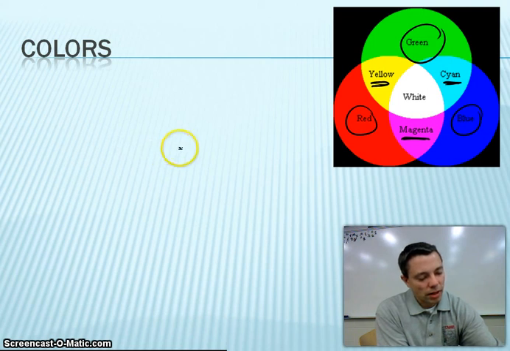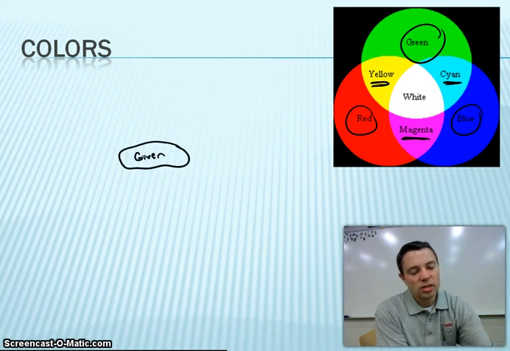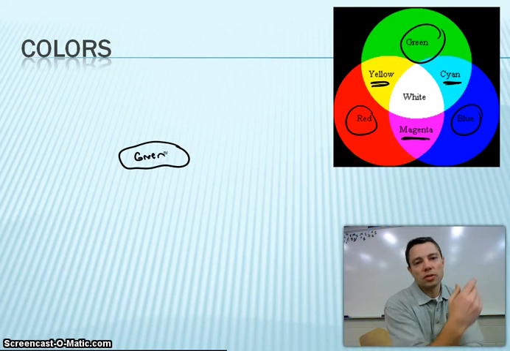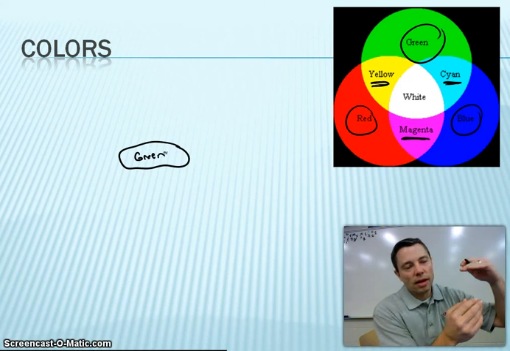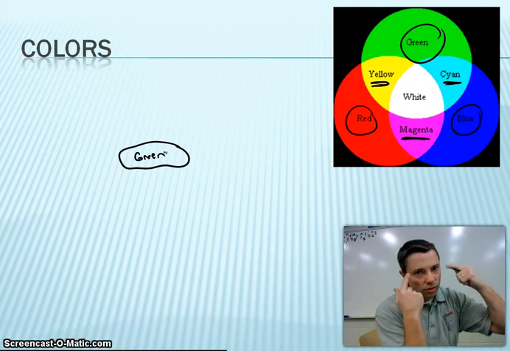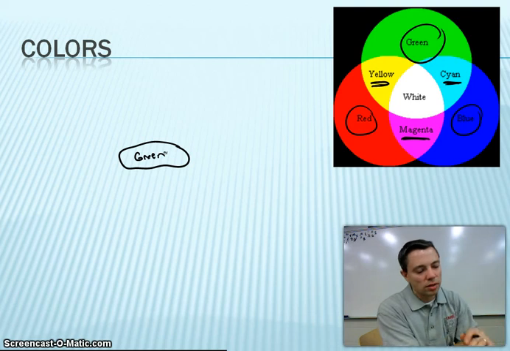So let's just say that I've got this little blob of something and this is green. At least our eyes perceive this as green. So again, our eyes have receptors inside the retinas. Our eyes have receptors that pick up green, that pick up red, that pick up blue, and essentially can blend these things together.